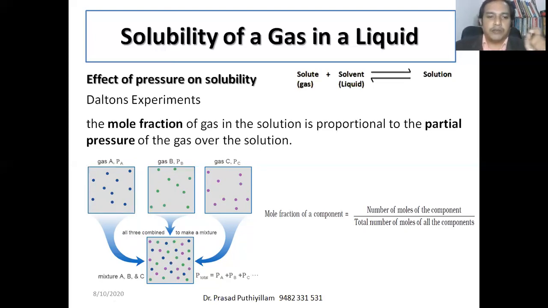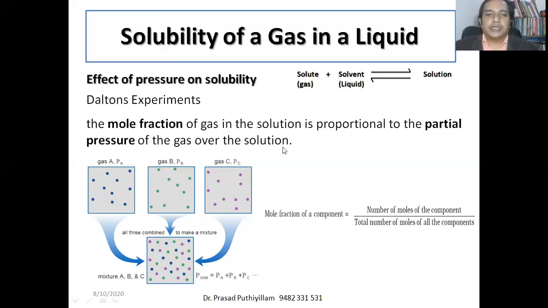So the total pressure exerted here will be equal to the pressure exerted by the particles of A, as well as the pressure exerted by the gas particles of B, as well as the pressure exerted by the gas particles of C. These three different gases will create different pressures. Therefore, we can say that the total pressure is the sum of the partial pressures of A, B as well as C. That is what we mean by partial pressure.